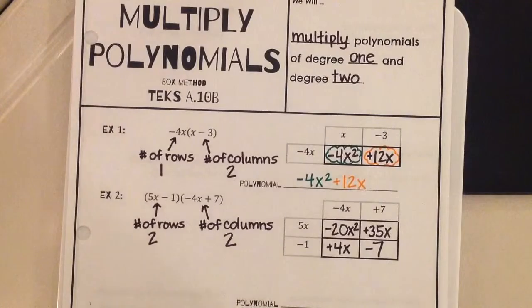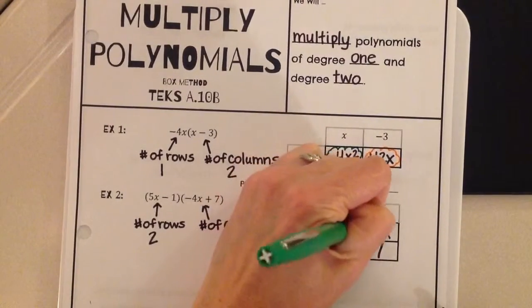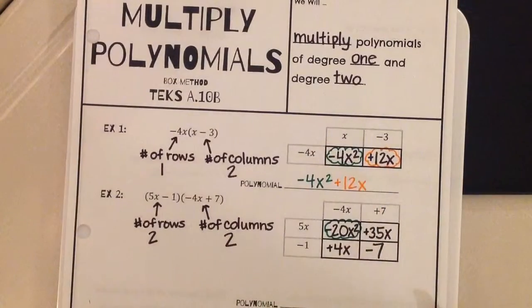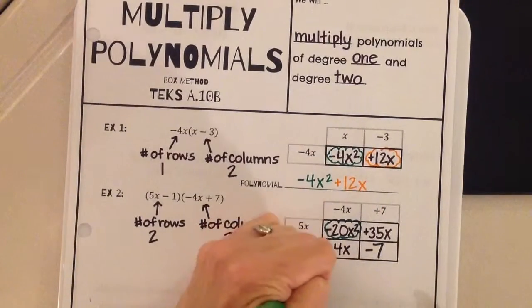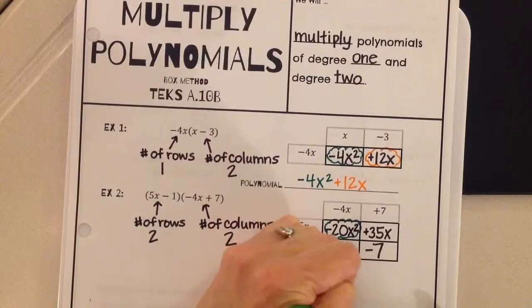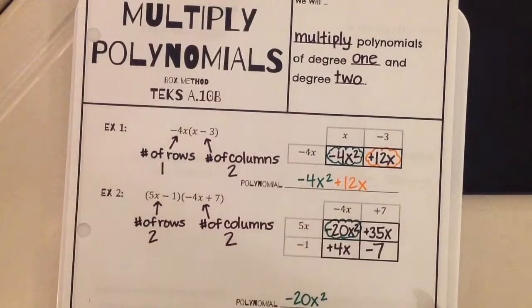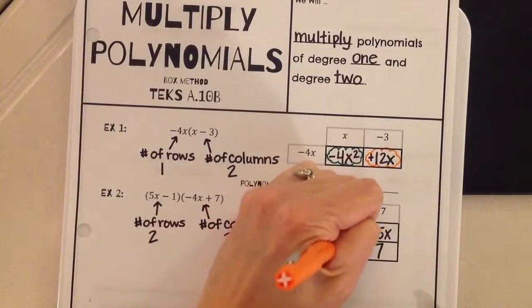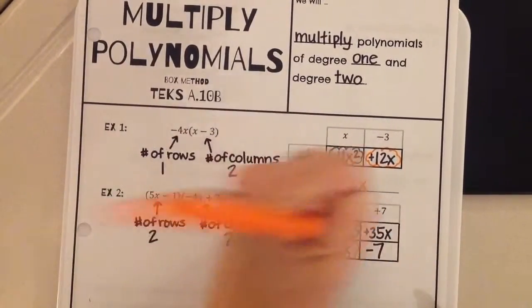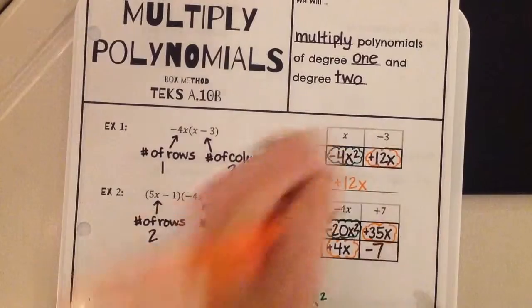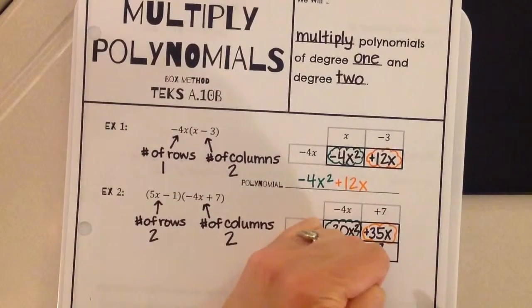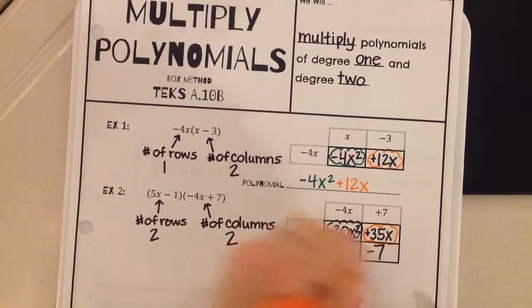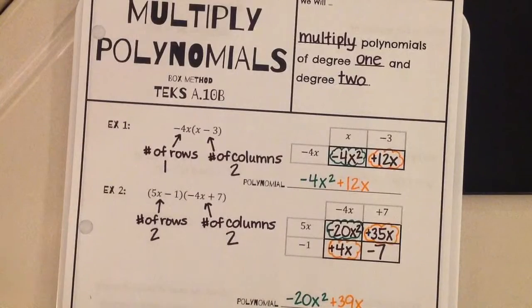Now I'm going to start looking for my like terms, and again, I'm going to start with the highest degree. The highest exponent number is 2, and that is the only box that has x squared. So I'm just going to bring this down to my final answer, negative 20x squared. Now I'm going to look for my x terms, x to the power of 1. And I have 4x here and 35x here, and when I combine them, I'm going to get a total of 39x, and it's positive. That's why I showed plus 39x.